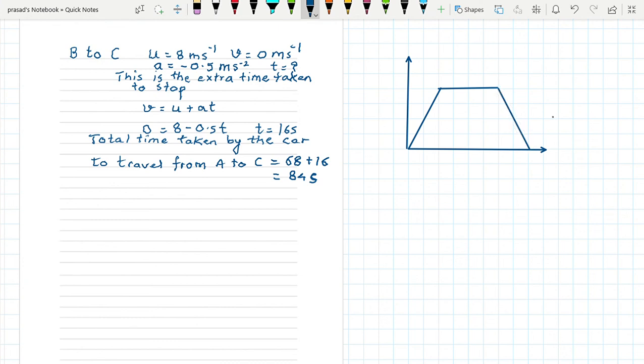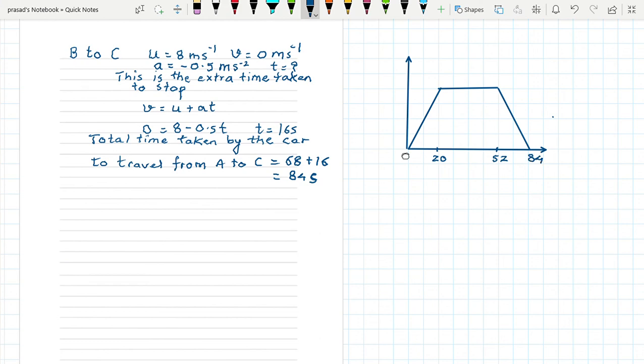So let us fill this figure. So this is 0. This is 0 here. Then this is 20. Then this is 52. And finally this is 84.